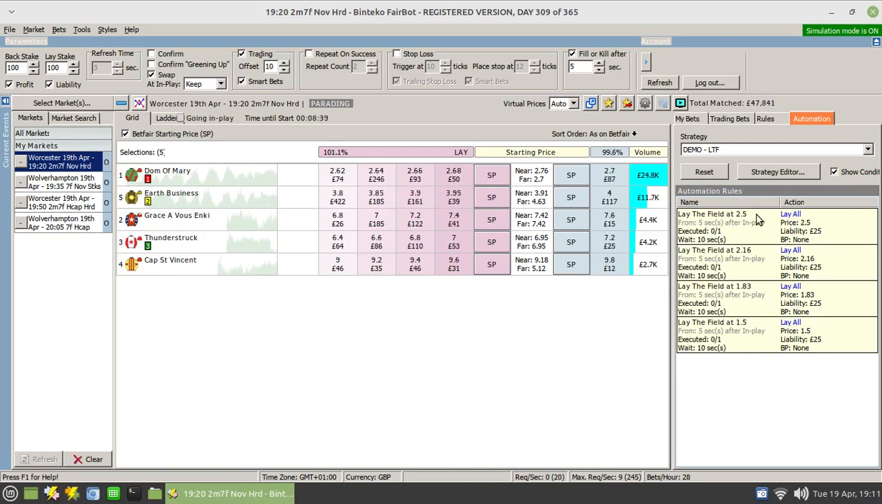So you'll see I'm going to have 4 lay the field bets at ever decreasing odds for an overall liability each of £25. So my total liability is going to be 100, assuming only one horse gets matched in all those odds and everything else just drifts.